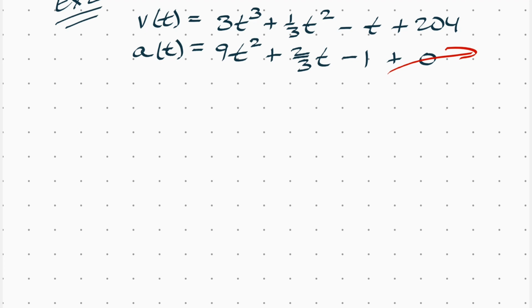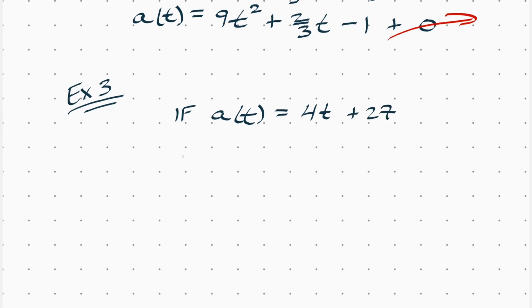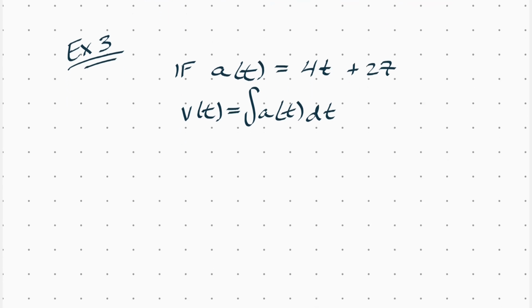And now as a third example here, example 3, let's do if a of t. So we're not going to be given v of t every single time. So let's say that a of t is 4t plus 27. Then what we want to do is say, okay, v of t then is equal to the integral of a of t with respect to time. And so again, this is more calculus. So if you're not familiar with this, you can hold off on this sort of step and come back later once you have some more calculus knowledge. But we're just going to take this integral.